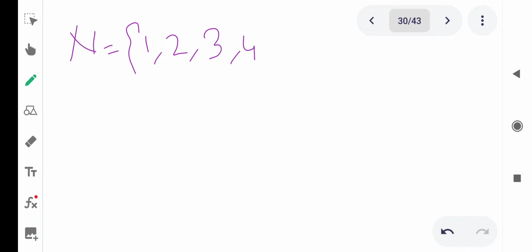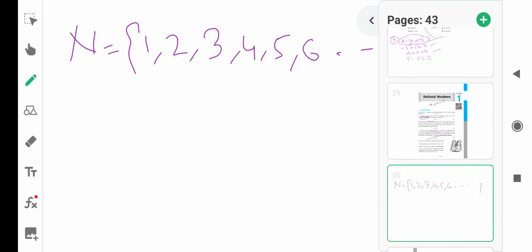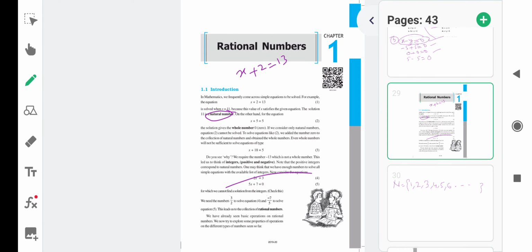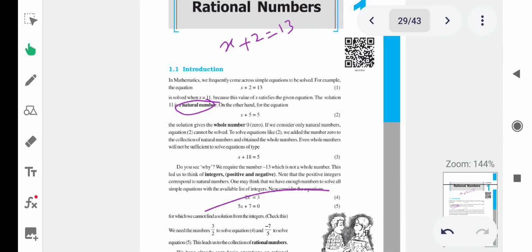1, 2, 3, 4, 5, 6, 7, and so on. So these are the natural numbers. It's an infinite set. Okay. So you know that the difference between any two is 1. So these are the natural numbers, which start with 1. Okay. Now, what are the rational numbers?